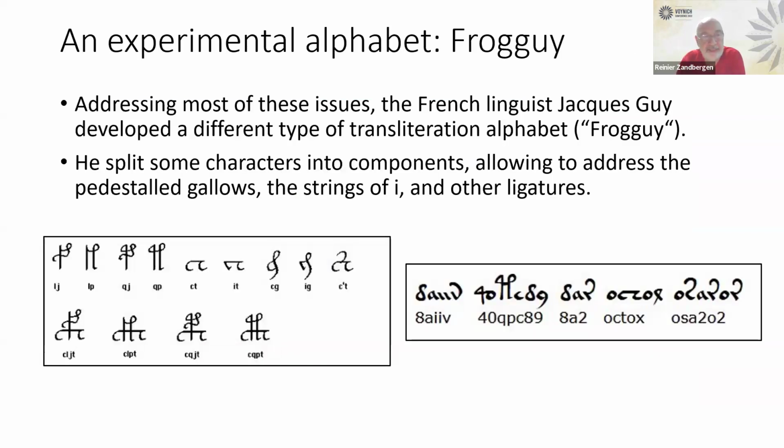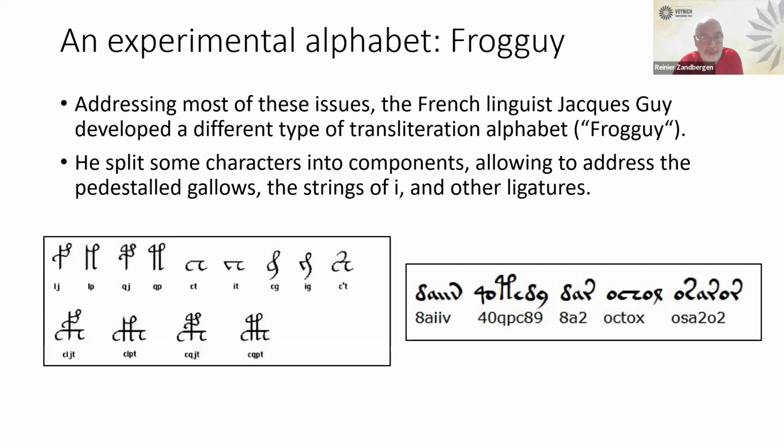Now, in the 1990s, the first person trying to resolve these issues was the French linguist Jacques Guy, and he developed a different type of transliteration alphabet, which he called Froggy. And here he split characters into smaller components, which allowed him to address both the pedestal gallows and the strings of I. And in fact, other ligatures that appeared in the last table we saw before.